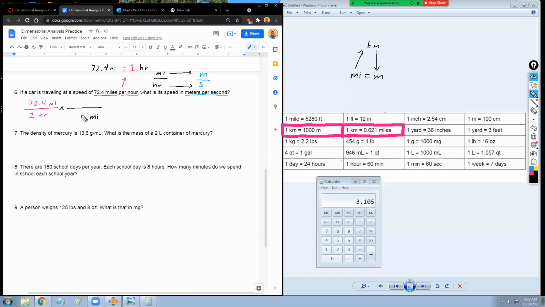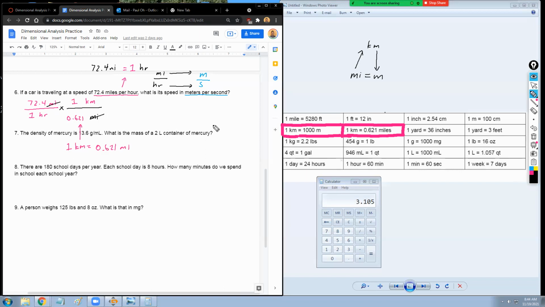Okay, so for this fraction right here, we are going to be using this equation right here on the right. We're going to use 1 kilometer equals 0.621 miles. We're going to plug this into the fraction. Remember, the top and bottom of the fraction has to be equal. And so we're going to put 0.621 miles on the bottom, and that's equal to 1 kilometer. And if I do that, I can cancel out the miles. Okay, now I have kilometers per hour.